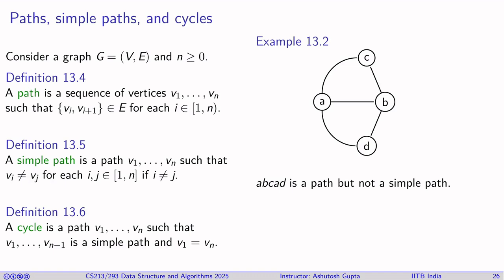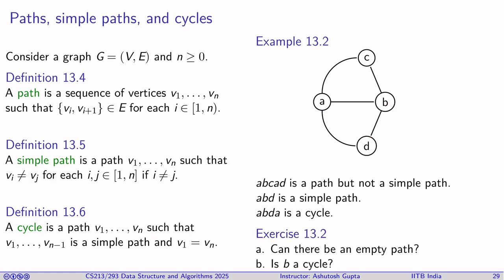Let's look at an example. A, B, C, A, D is a path, but not a simple path because the node A is repeating. ABD is a simple path because no node repeats. ABDA is a cycle because in ABD nothing repeats, and you start with A, you end with A.